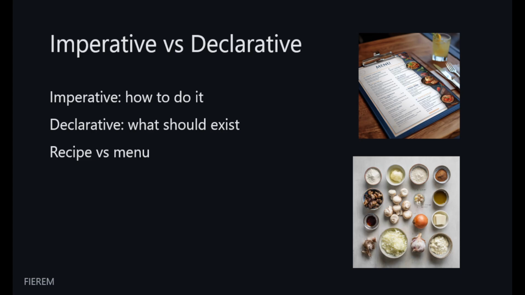In imperative systems, you tell the computer how to do something. Step 1, Step 2, Step 3. Think of it like a restaurant. Imperative is giving the chef the recipe. Declarative is ordering from the menu. You say what you want, not how to cook it.